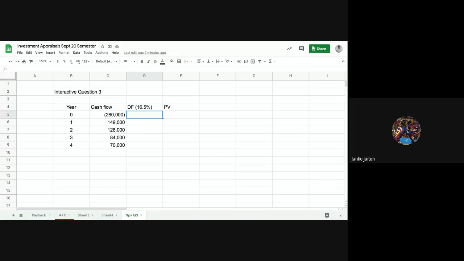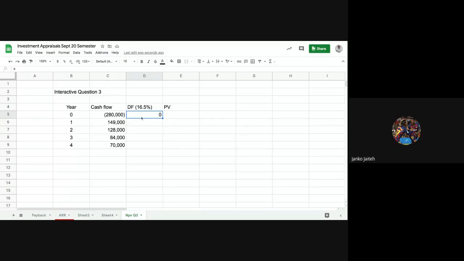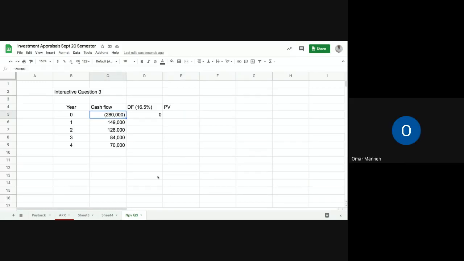I think it should be 1. Like for year 0, it should be 0. It should be 0, Mr. Fofana? No, it shouldn't be 0. It should be 1. We have seen in our formula that to get the present value, we multiply the cash flow by the discount factor. So if we multiply the cash flow by this 0 discount factor, will it give us this? No, it's going to give us 0.